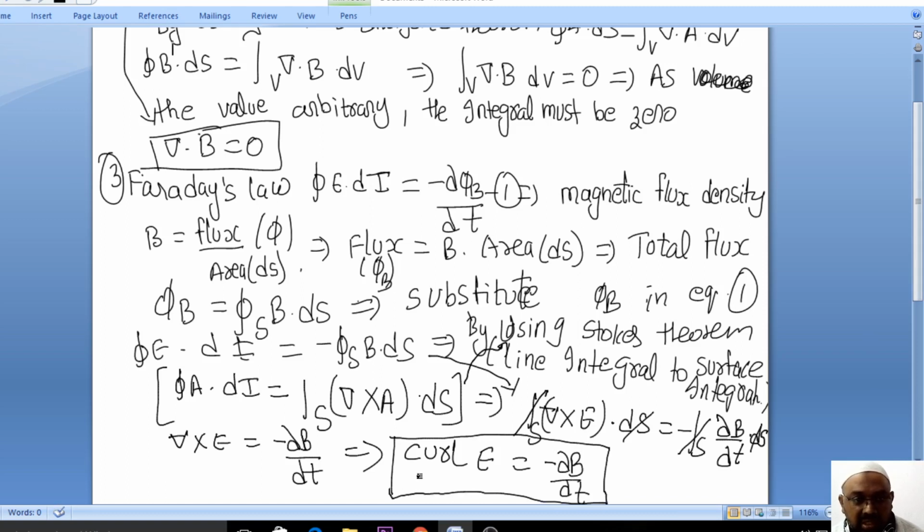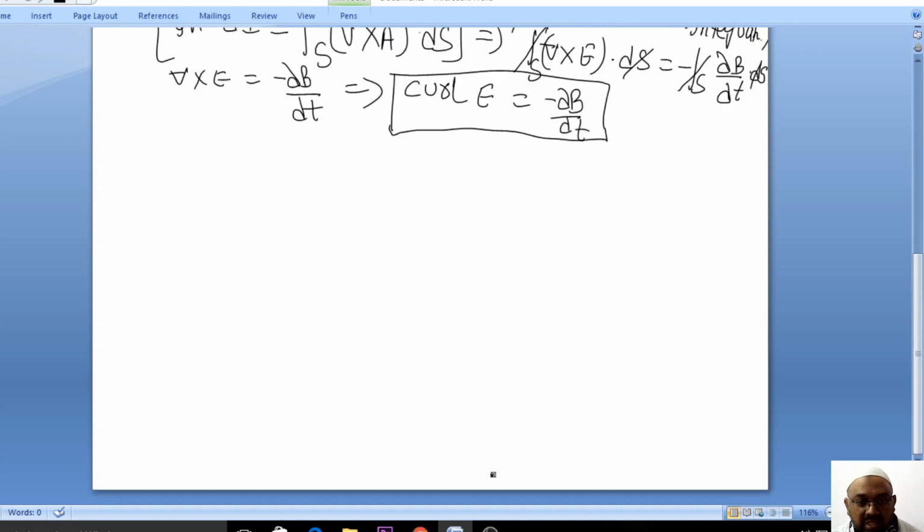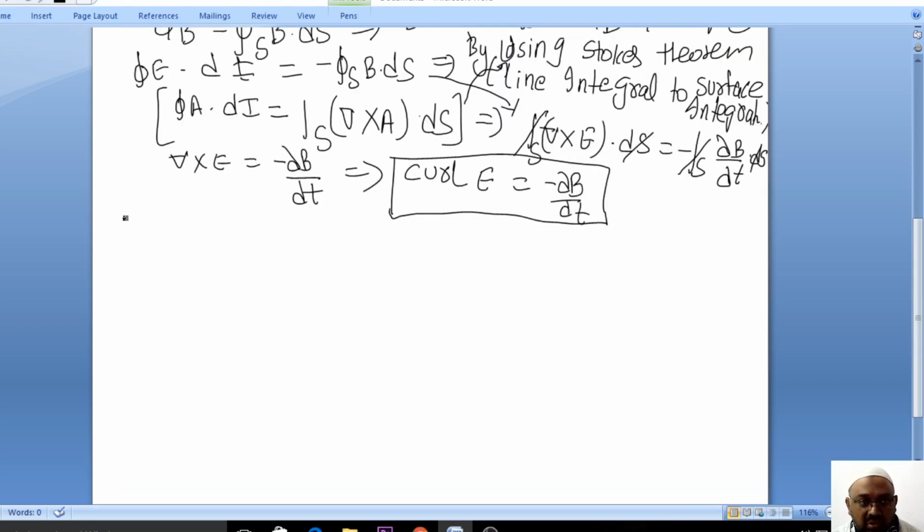Curl E is equal to minus ∂B/∂t. So now we have just converted our third Maxwell equation, Faraday's law, which was in the integration form, into the differentiation form. So we'll go for the next one, the fourth Maxwell equation. What is that fourth Maxwell equation? It is a bit of an extension of the third one.